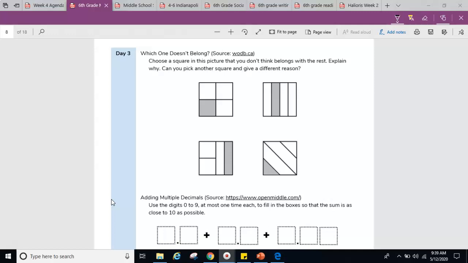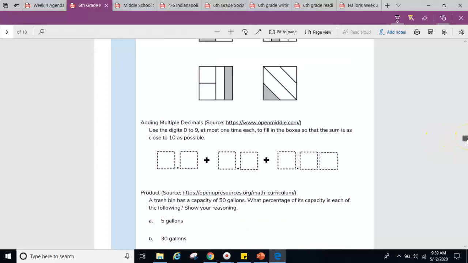Starting off on day 3, which one doesn't belong? Choose a square in the picture that you don't think belongs with the rest. Explain why, and can you pick another square and give a different reason? Go ahead and pick a reason as to why each of the squares might not belong with the other squares. Okay, we've all done this one in class before.